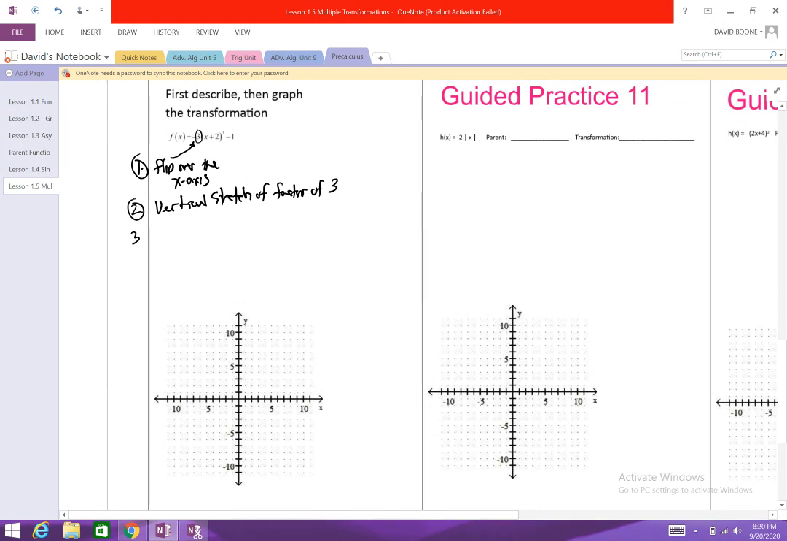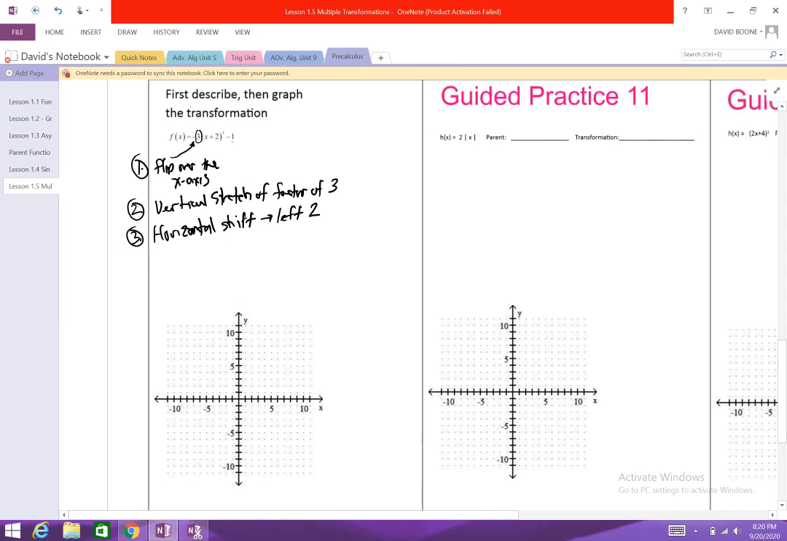But I do see some other numbers being added to the x, and outside the parentheses being subtracted. As I keep reading to the right and taking care of each of these numbers, I notice there's a +2 inside the parentheses by the x. By the x is a horizontal shift, and it's inside the parentheses, so we think opposite. So a horizontal shift would be to the left 2.